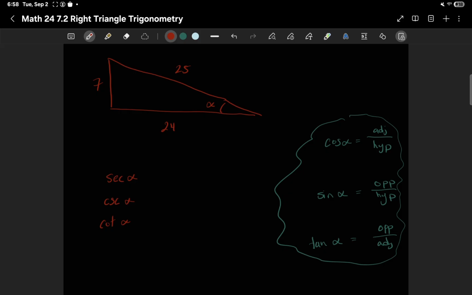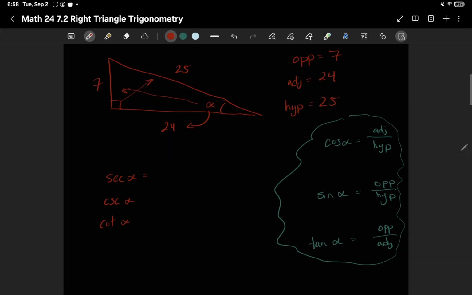So if alpha is the one in the bottom right, then my opposite side, that's going to be 7. The side that's next to, but not opposite the 90 degree, is my adjacent side. So adjacent is equal to 24. And then the hypotenuse, the side that's opposite from the 90-degree angle, is going to be 25.